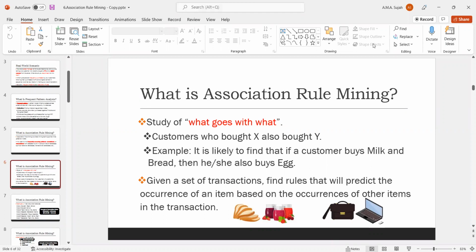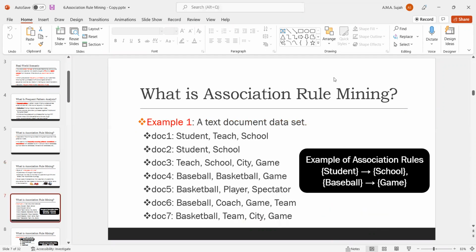Very good. You told a lot of examples related to association rule mining, where the person who buys product X also buys product Y. I will show you some examples.